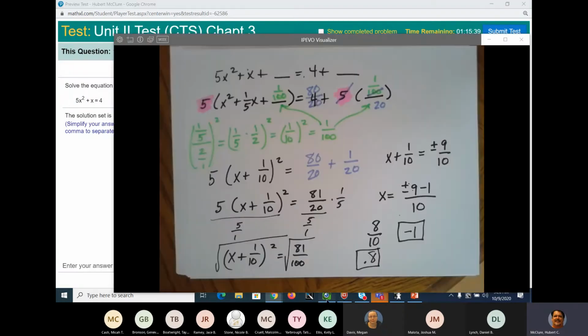Just for giggles, make sure you understand where everything comes from. There it is.